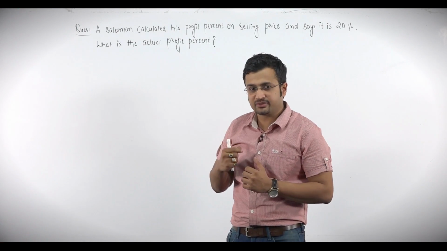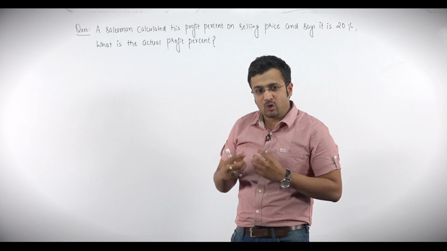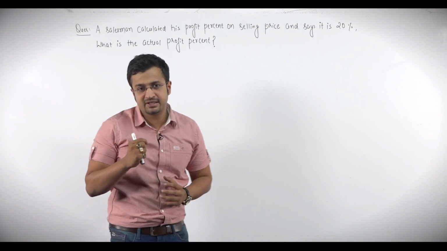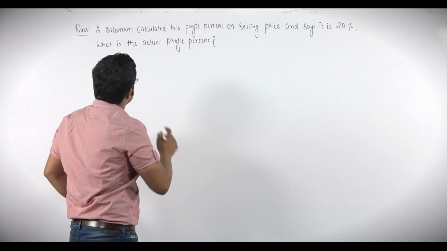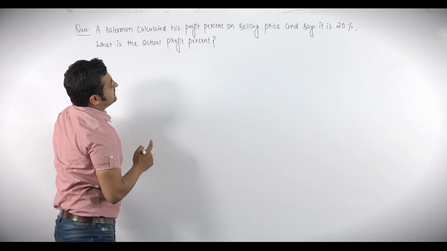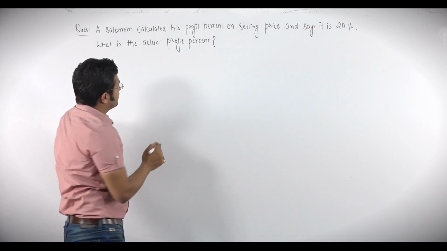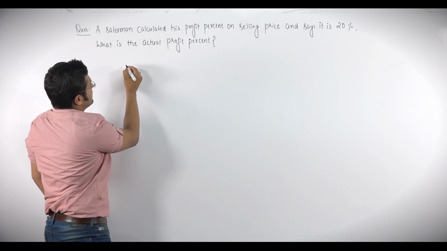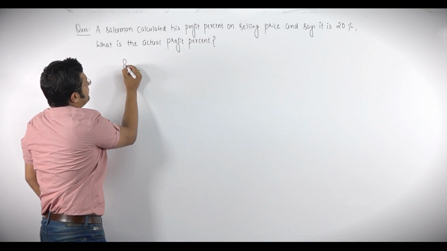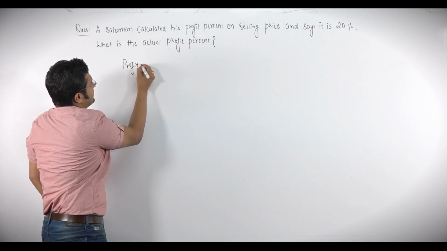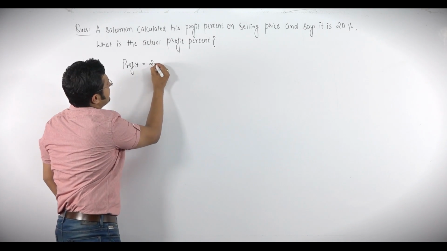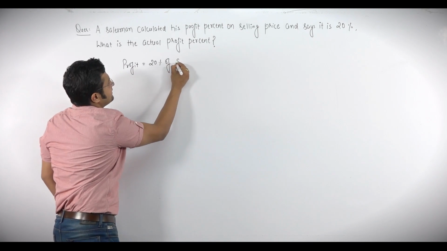So, how will you solve this question? There can be multiple ways to solve this question. There can be a longer approach or a shortcut. First, we'll see the longer or the basic approach. He calculated the profit percent on selling price and he says it is 20% of selling price. So according to that person, profit is equal to 20% of selling price.